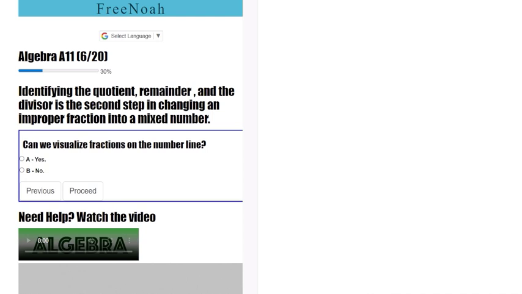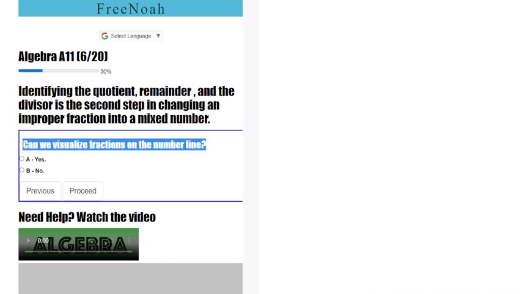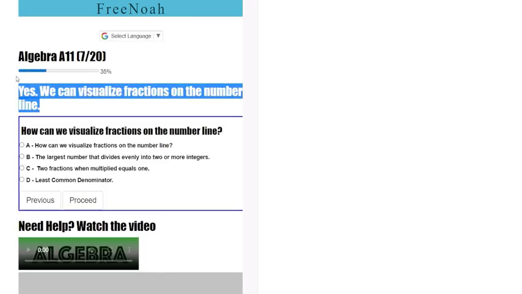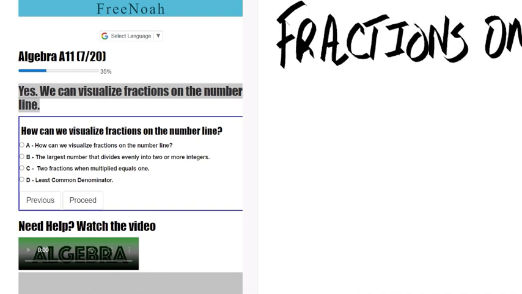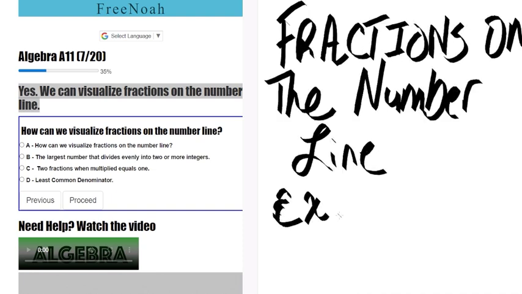Visualizing fractions here. So we're going to go back to what we know about the number line. So can we visualize fractions on the number line? Yes, we can visualize fractions on the number line. So here we've got fractions on the number line.